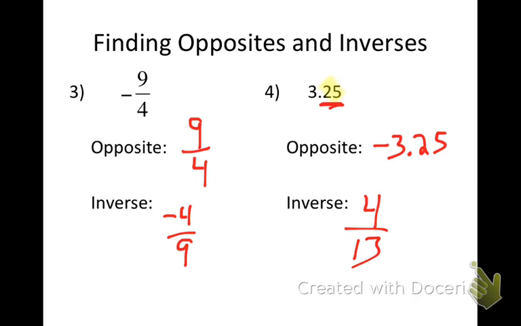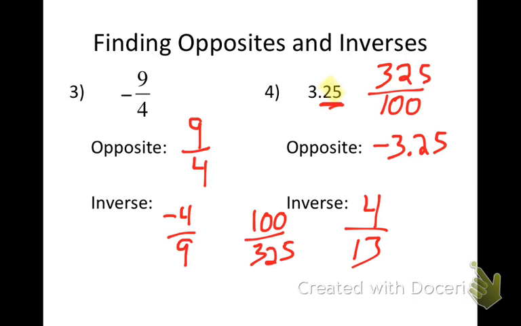Hundredths. Why is it called the hundredths? Because to write it as a fraction, I write it over hundred. I would say 325 over 100. Now I do the inverse. I would flip it. So I have 100 over 325. Simplify that, and I get 4/13.